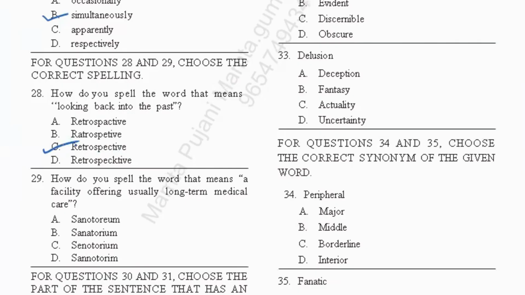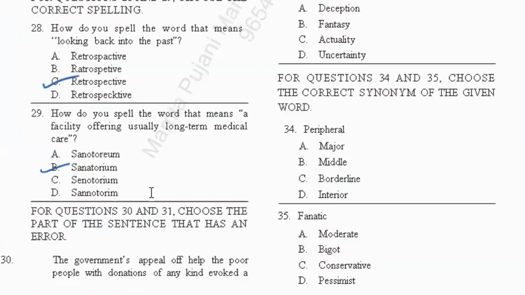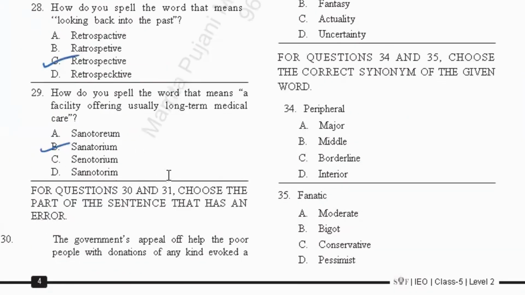Retrospective. Next, how do you spell the word that means a facility offering usually long-term medical care? It's called sanatorium. So option B. Now for questions 30 and 31, choose the part of the sentence that has an error.